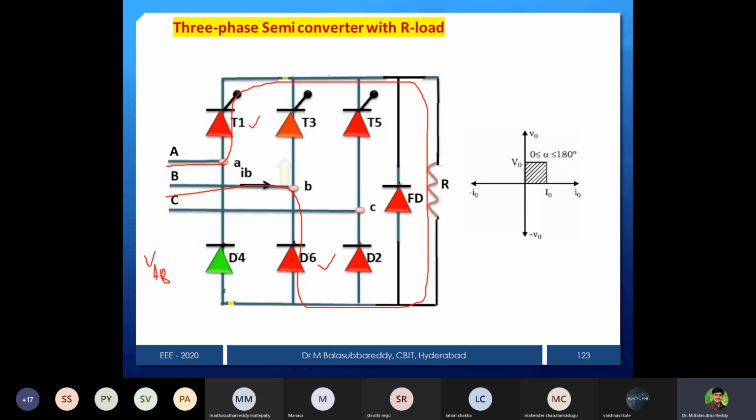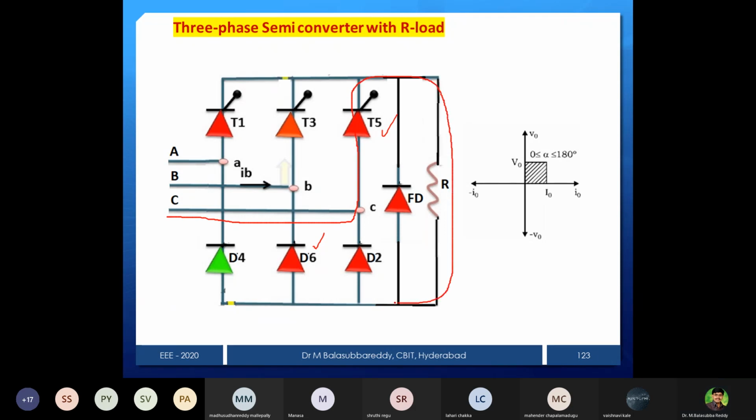Always start with the positive device. Here is a positive group device, this is a negative group device, or upper group device and lower group device. Suppose T5 and D6 are conducting, then what is our output voltage? It starts with positive, we get C, then it goes to T5, then the R load, then D6 to out. Your output voltage is VCB. So like this, we can easily identify what our output voltage is at any particular instant if two devices are conducting.